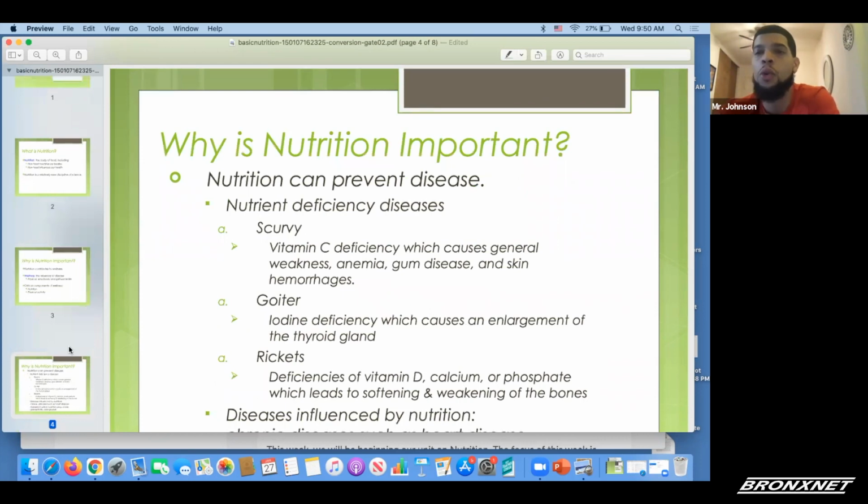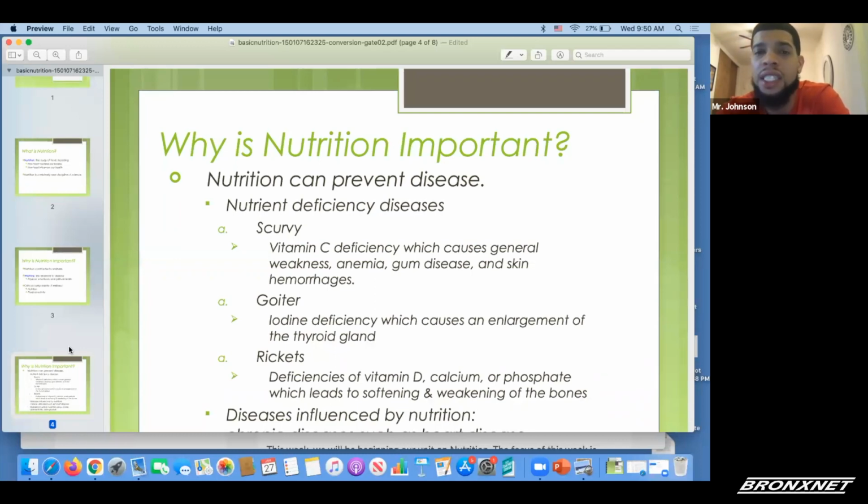So we're going to continue on about nutrition and why it's so important today. Like we said, nutrition is a huge factor to wellness, and part of wellness is disease control. So nutrition can help prevent diseases. And without proper nutrition, there are a few diseases that us humans are prone to getting if our nutrition isn't up to par. Some of these diseases include scurvy, goiter, and rickets, right?